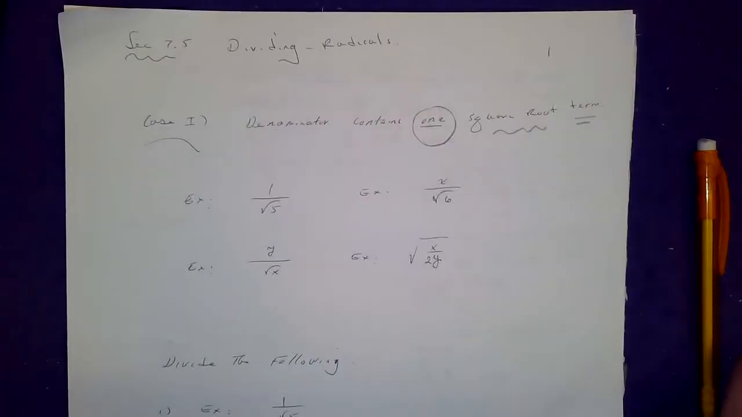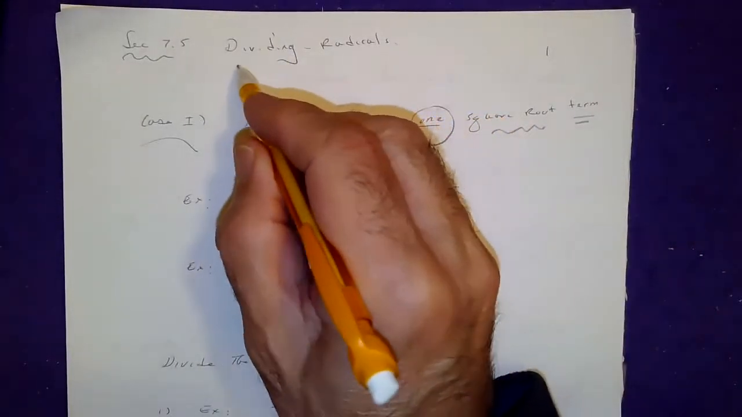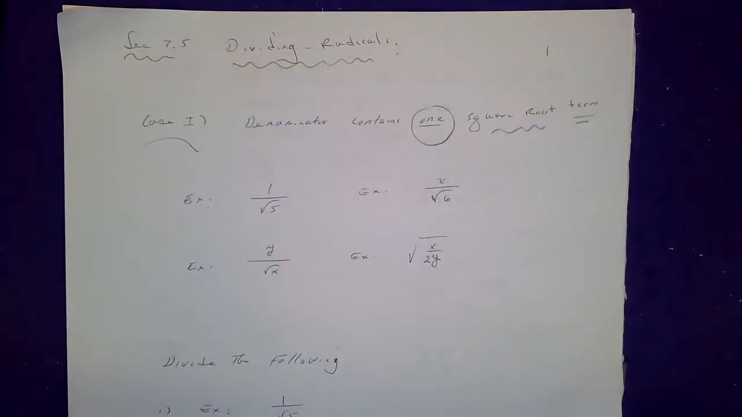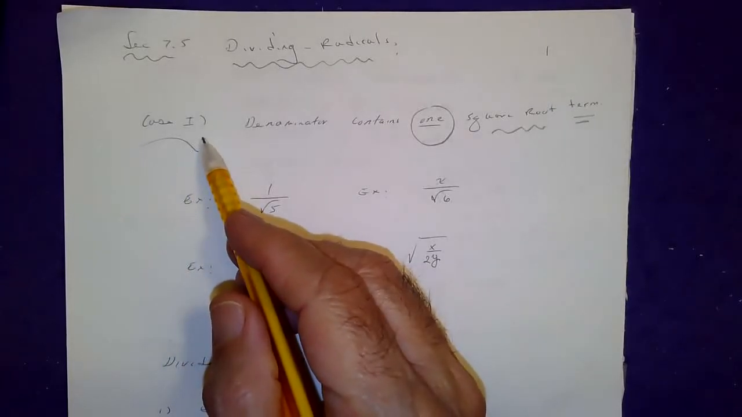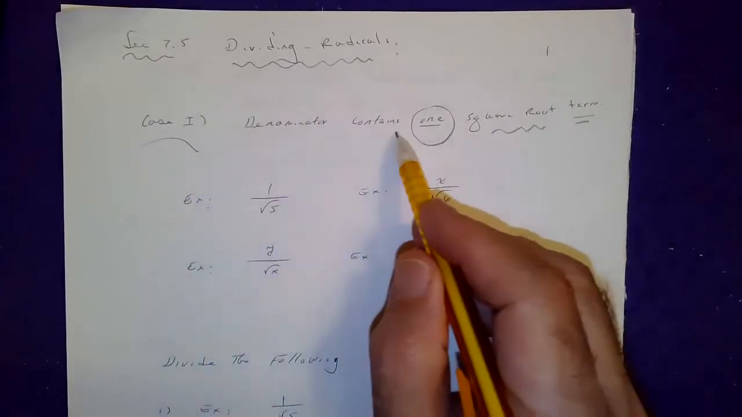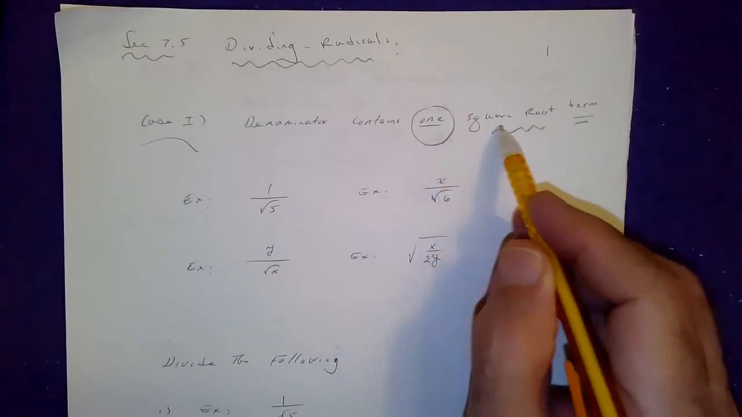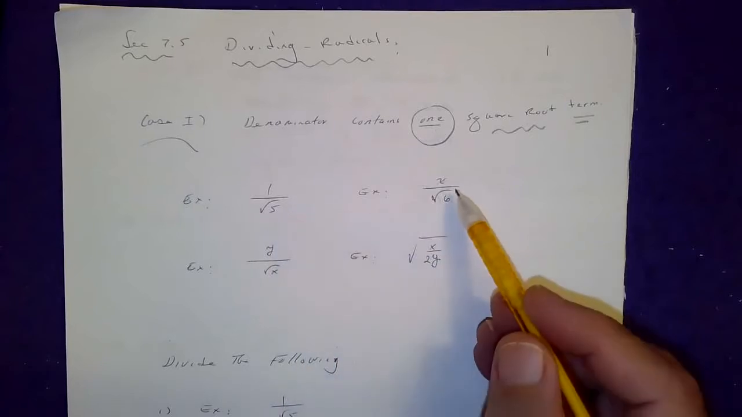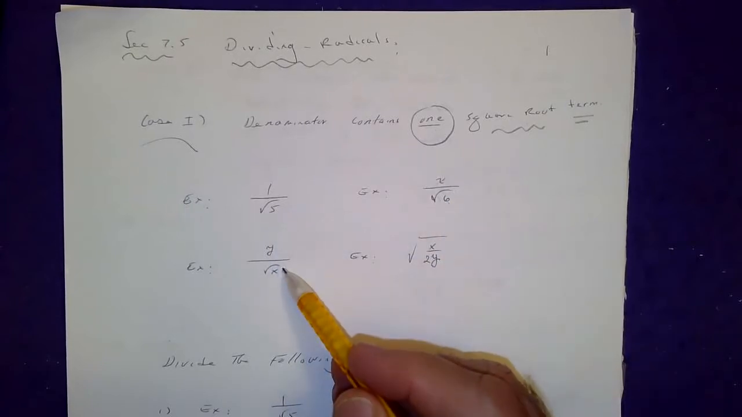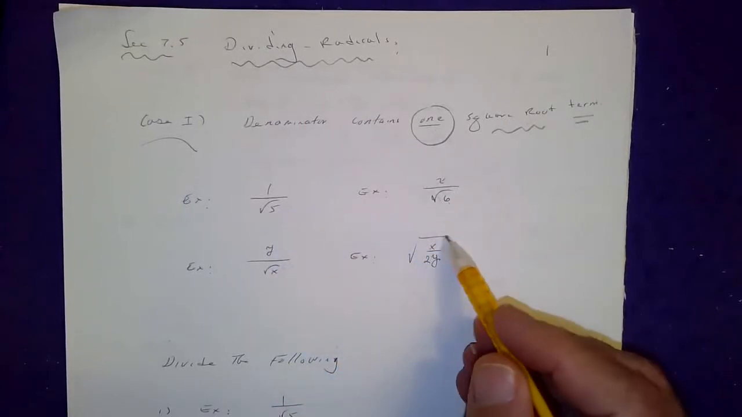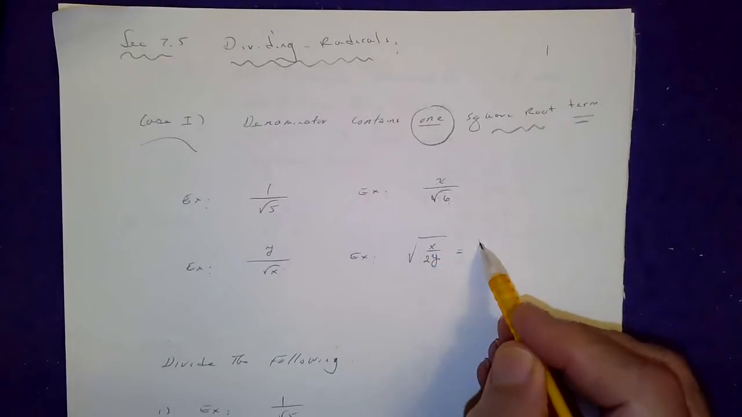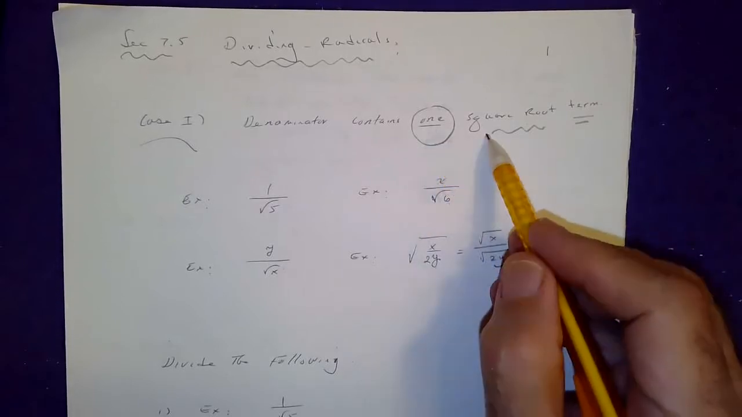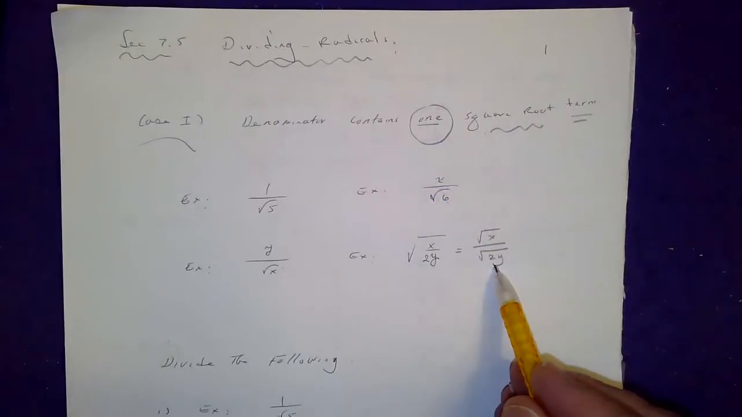Section 7.5. Finally, we got to the last operation called division of radicals. When it comes to division, we have three cases. Here is case one, when the denominator contains one square root term, only one, such as 1 over square root of 5, x over square root of 6, y over square root of x, or square root of x over 2y, which you can write as the square root of x over square root of 2y. You still have one square root term in the denominator.